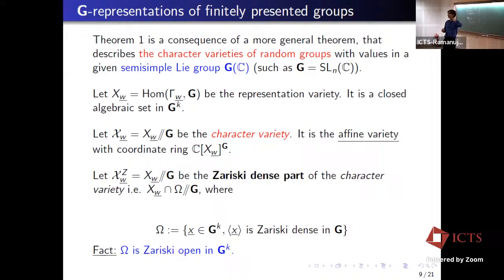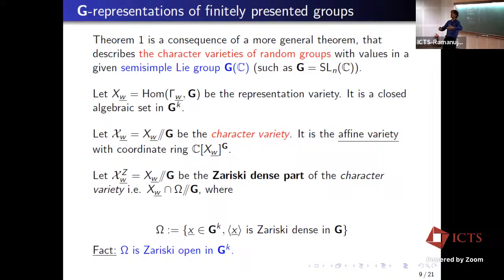So this is an open set. That's a general fact. The set of K-tuples in a semi-simple algebraic group that generates a Zariski-dense subgroup is a Zariski open set. So it's dense, and the complement is a Zariski closed set. And what's the complement? So if I'm really interested in the full character variety, well, I have this Zariski-dense part, which is this large open set, and then I have a complement. The complement is those tuples that do not generate a Zariski-dense subgroup. Okay. So if they do not generate a Zariski-dense subgroup, well, then they are contained in a proper algebraic subgroup.